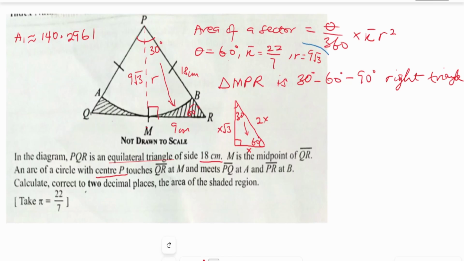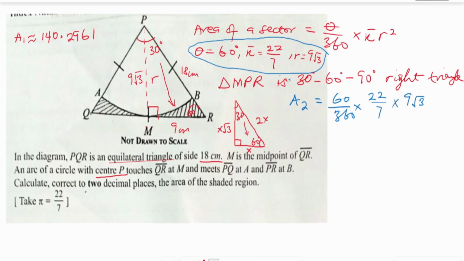So now that we know all three pieces of information, we can go ahead and find the area of the sector, which I will call A2 because I called the area of the triangle A1. So A2 becomes 60 over 360 times 22/7 times 9 root 3, and the 9 root 3 is squared. Then we just go ahead and put it into our calculator and write the answer.